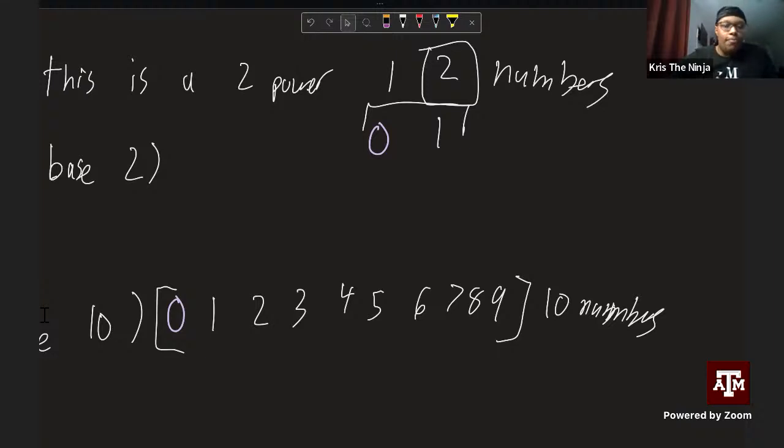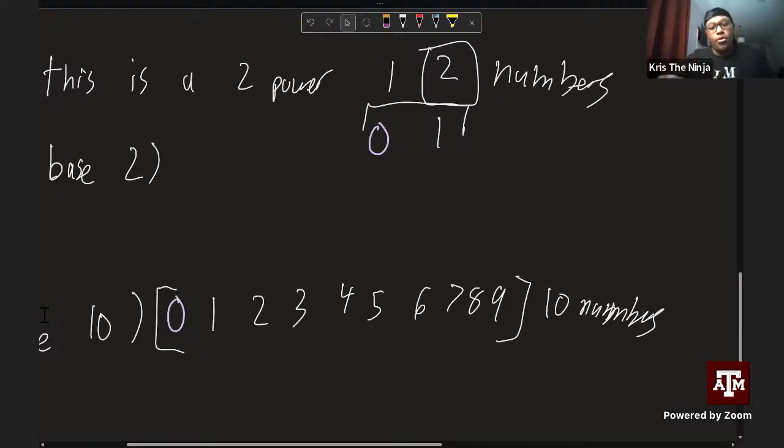So if I were to want 16, well, you need to know how to get to 16. So 16 divided by 2 is 8. Then 8 divided by 2 is 4. And then 4 divided by 2 is 2. And then 2 divided by 2 is 1.